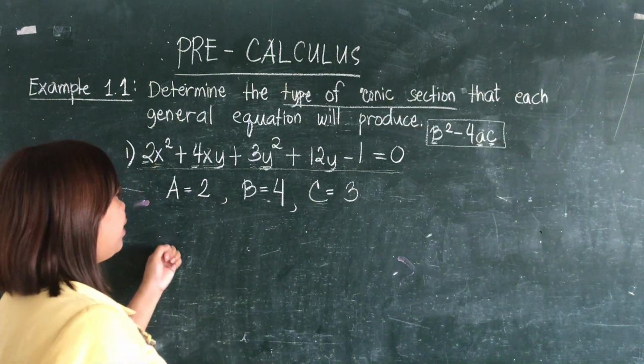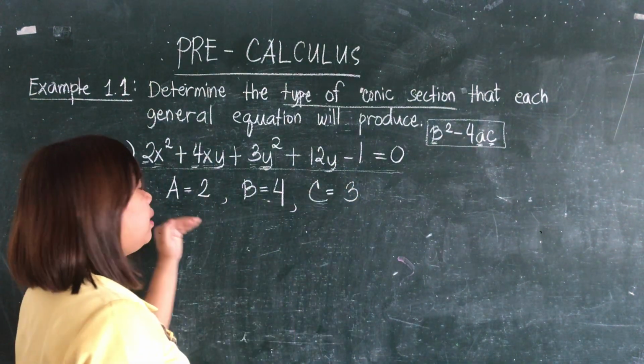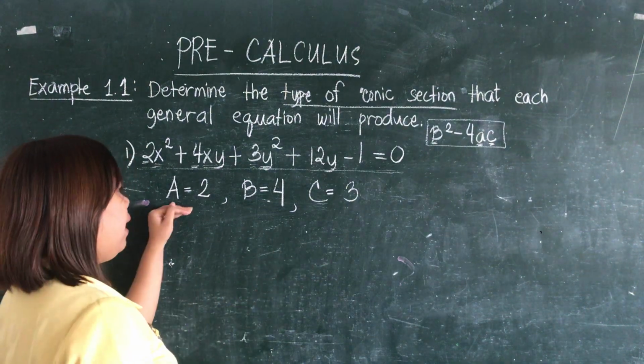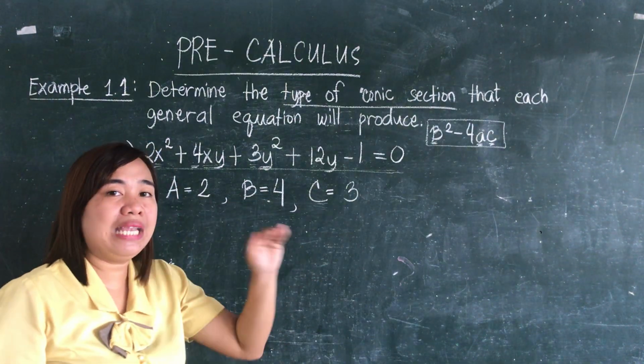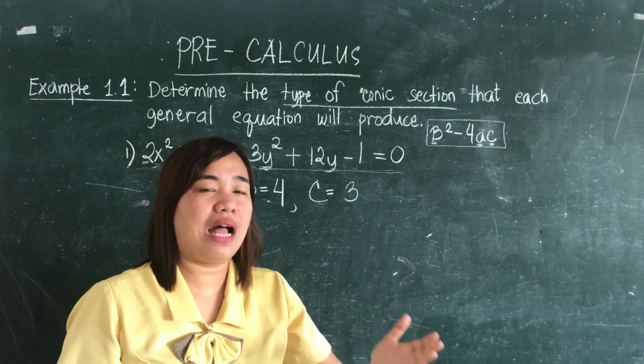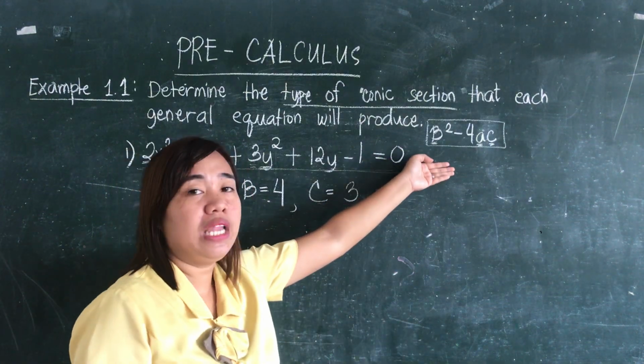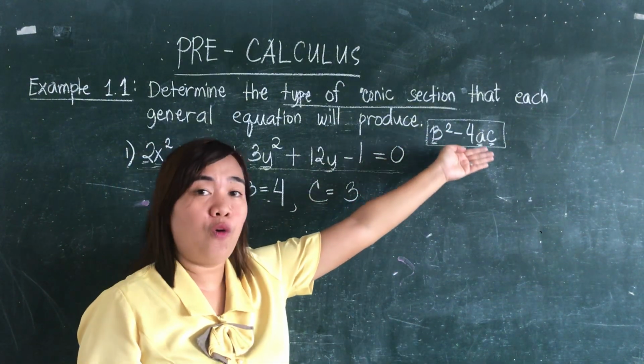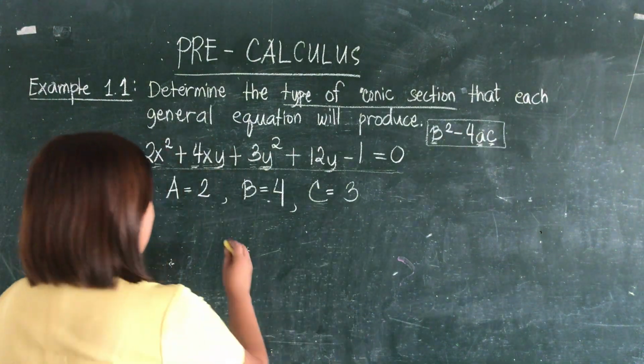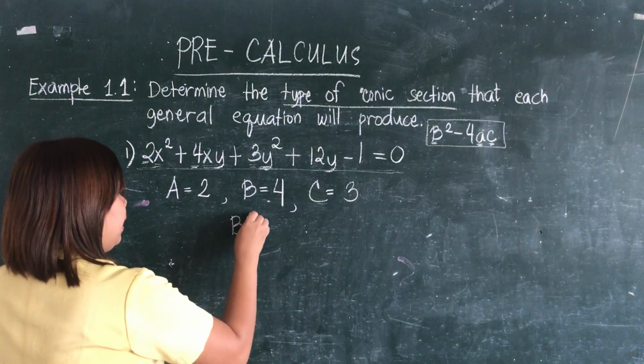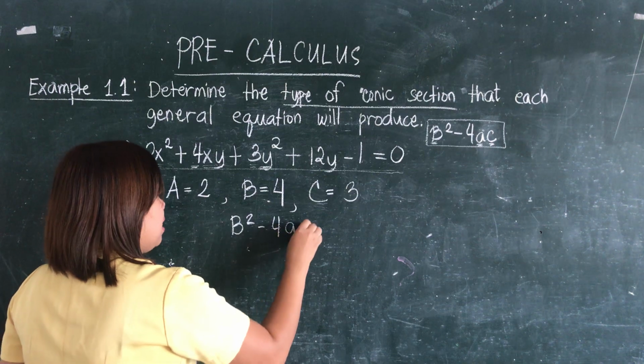Now, after that we have already determined the different values of a, b, and c, we can now substitute those values in our equation b squared minus 4ac. So let's try this out. B squared minus 4ac.